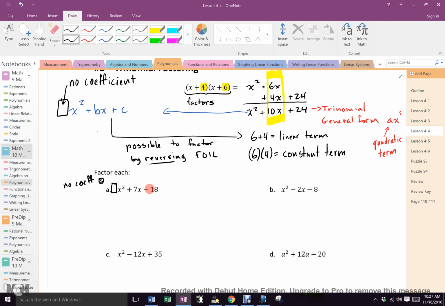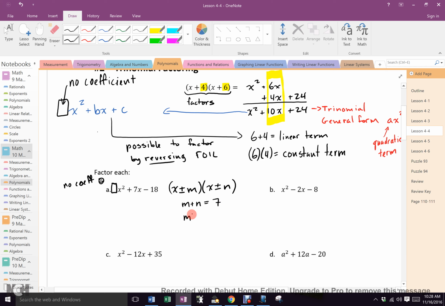Okay, so let's check. If this is going to work, I know that it's going to end up looking like this. X plus or minus something. Let's make that an M. And X plus or minus something else. Does everyone agree? If it's going to work, that's what it's going to look like, right? Okay, and we know from up here that M plus N would have to equal the linear term. What is the linear term in this trinomial? 7. So M plus N would have to equal 7.